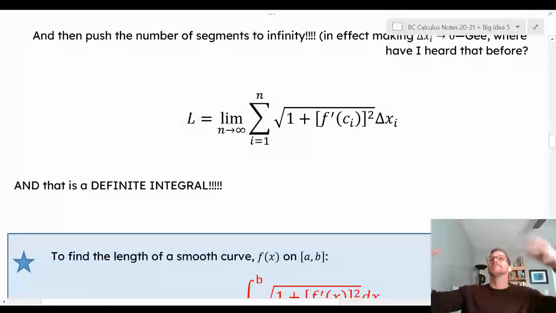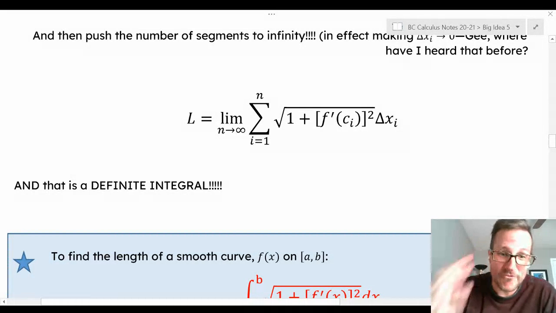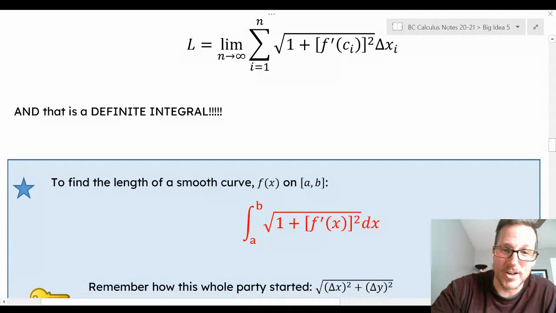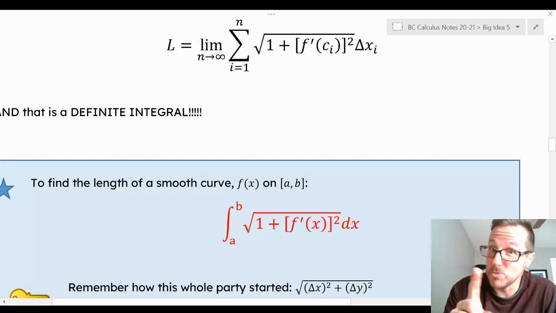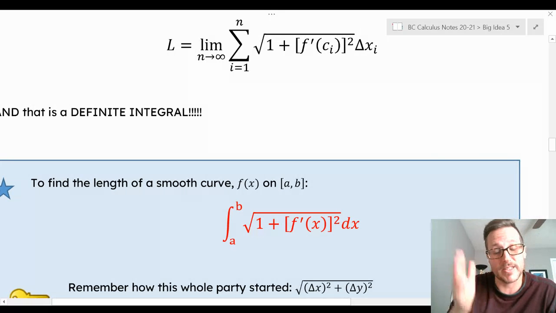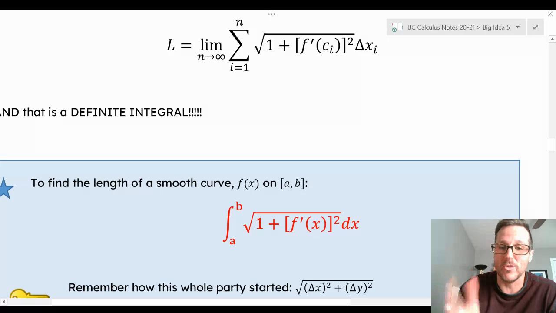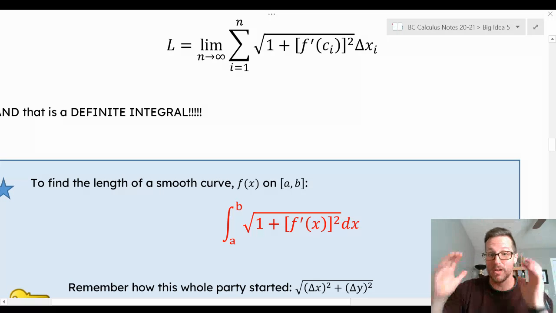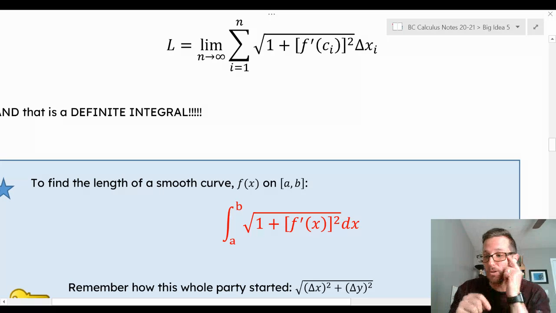So folks, to find the length of a smooth curve f of x between a and b, we use the formula: the integral from a to b of the square root of 1 plus the derivative of f squared with respect to x. And it's got to be smooth, so you can't do this over cusps or things like that.